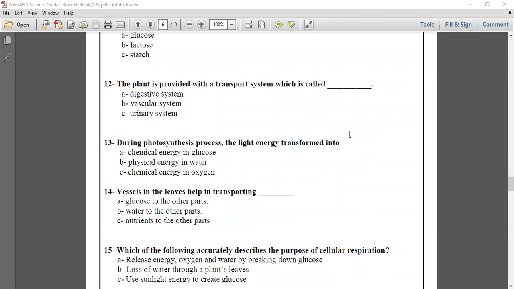Okay, number 14, Tamim. Yes, mister. Stomata in the leaves help in transporting glucose to the other parts, water to the other parts. Is the water produced by the leaves? So the materials that will be transported from the leaves will be something made by the leaves, right? Yeah. So what is made by the leaves?